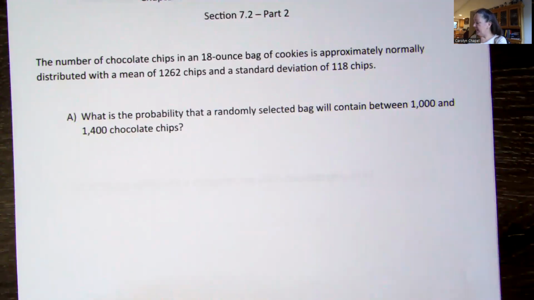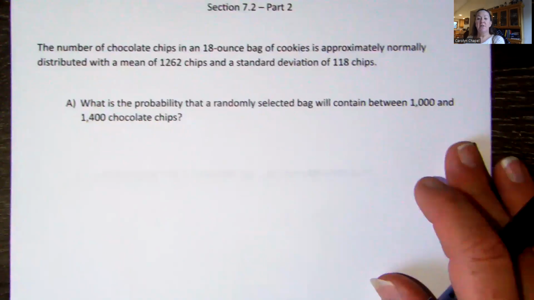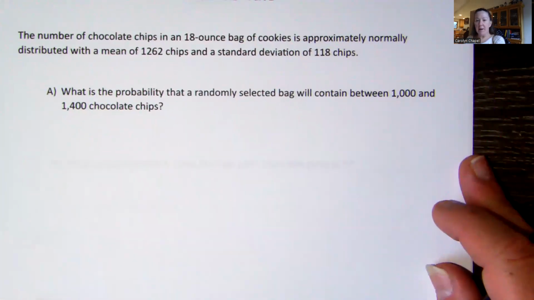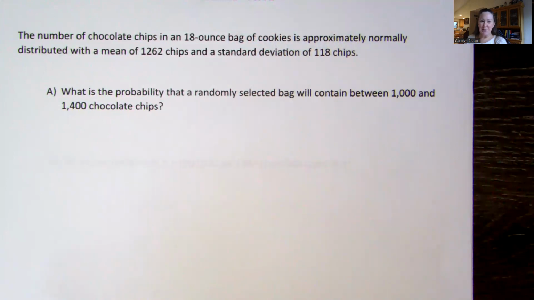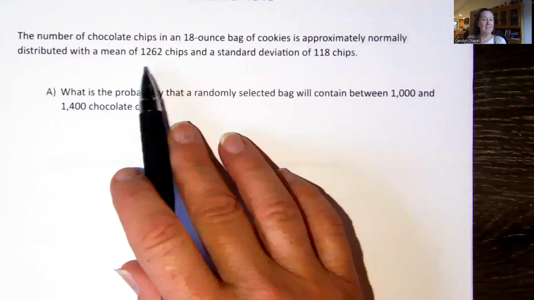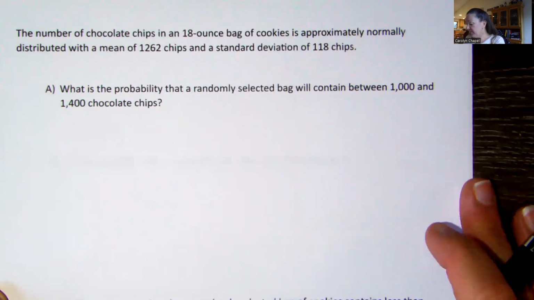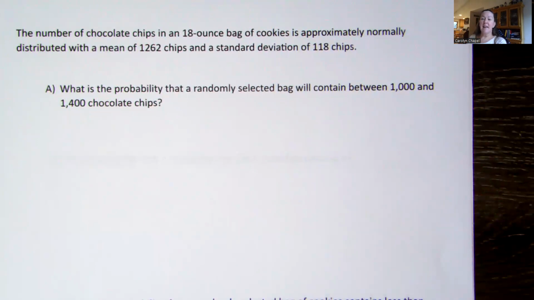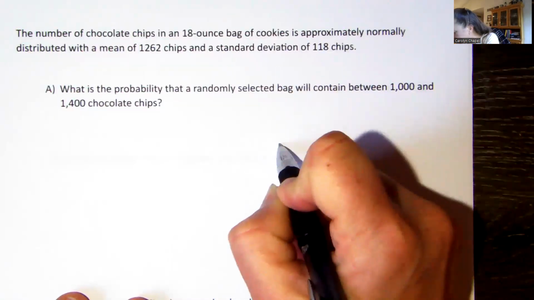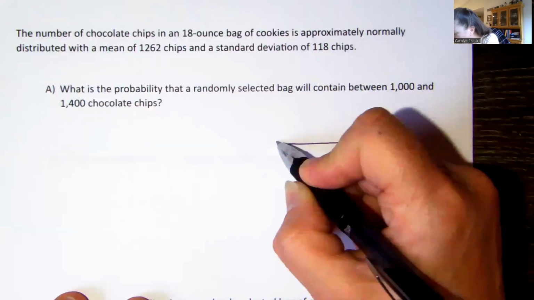But since we have a normal curve, we can ask ourselves some probability questions. So I just randomly make these questions up. I randomly make up this information too. So I don't know if there's 1262 chips in an 18-ounce bag, or if it has a standard deviation of 118. They're just numbers, arbitrary things, but out in the real world, there is real data that does use this material. So what is the probability of a randomly selected bag is going to have somewhere between 1,000 and 1,400 chocolate chips? Again, I like to draw pictures to help me visualize what I'm trying to do.